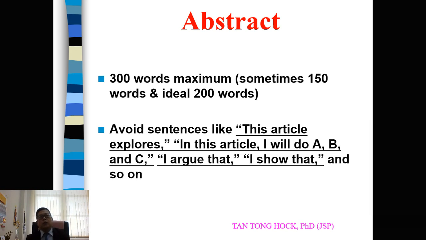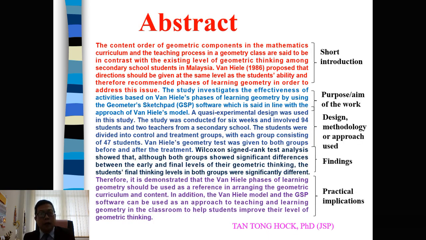Most probably, abstracts are encouraged to be 300 words at maximum. Sometimes 150 words, or the ideal is 200 words only. In the abstract, we have to avoid sentences like "the article explores", or "in this article, I will do A, B, and C", or "I argue that", "I show that", and so on. This is an example for you to write a good abstract.